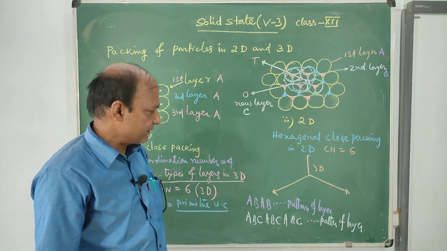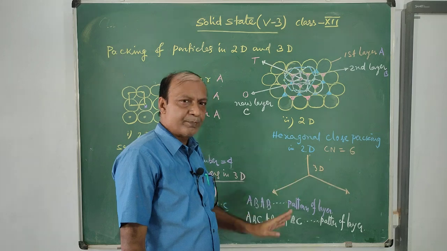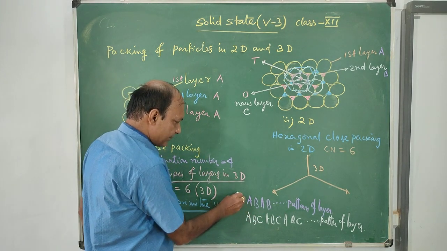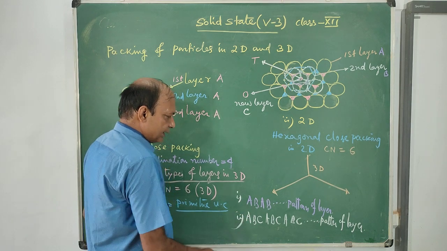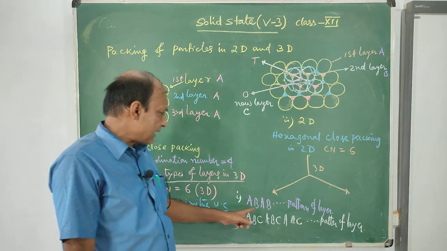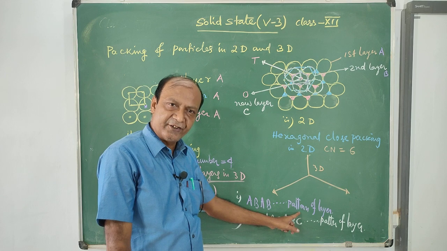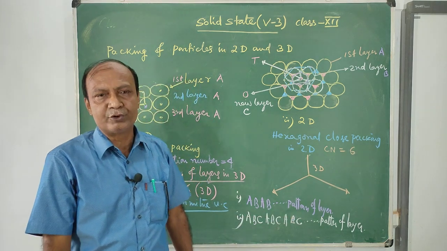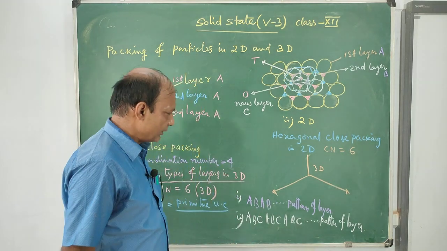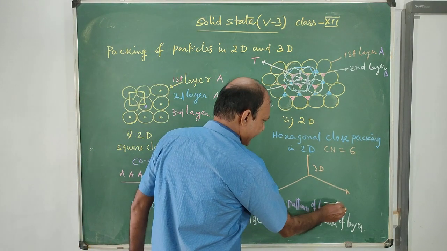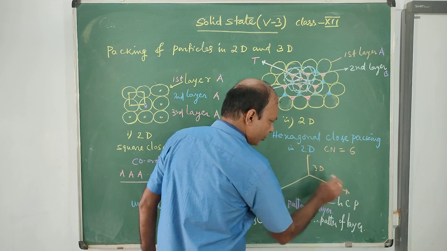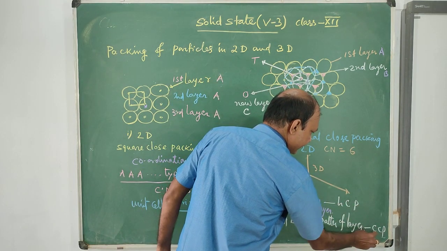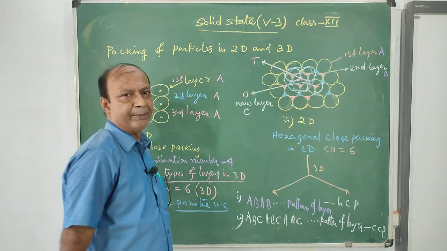So in 3 dimension, hexagonal closed packing comes up in 2 different types. This is number 1 and this is number 2. The first type is called hexagonal closed packing in 3 dimension, and the second type is called cubic closed packing in 3 dimension. So let us name them. This is HCP, hexagonal closed packing in 3 dimension, and this is CCP, cubic closed packing in 3 dimension.